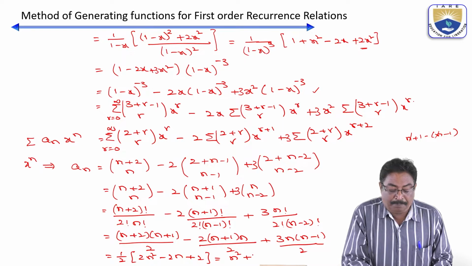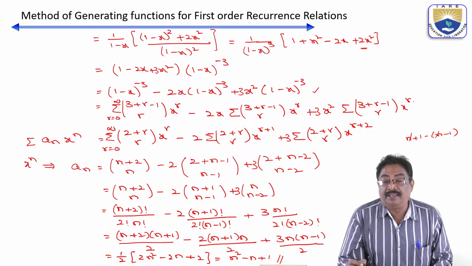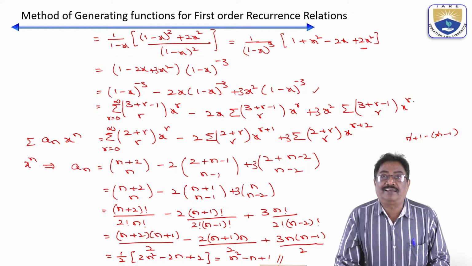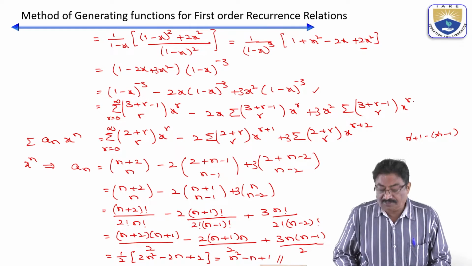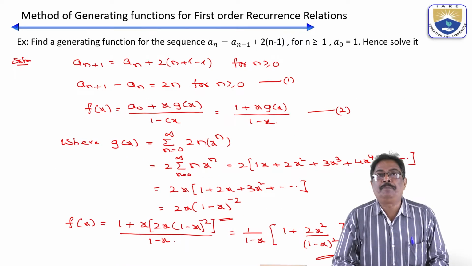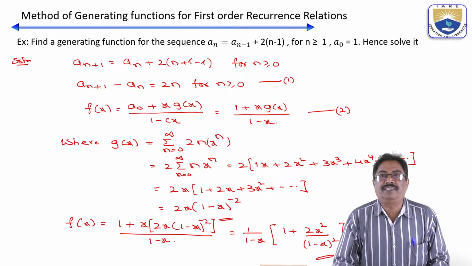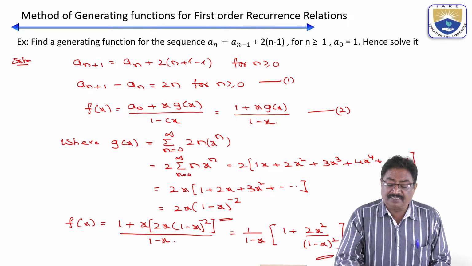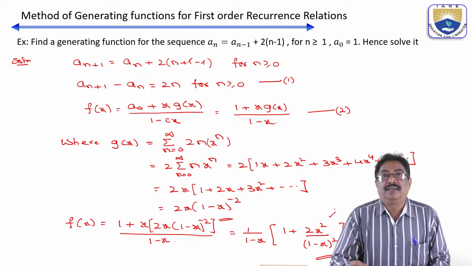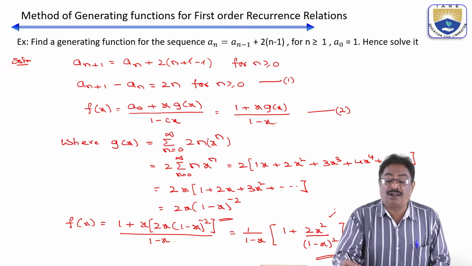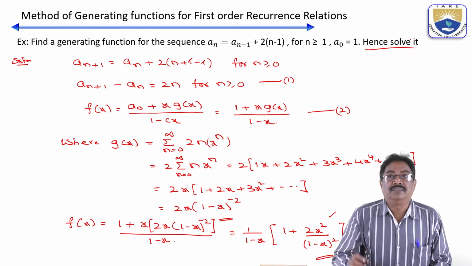So n square minus n square, this is a minus n, and then it is a plus 1, which is the solution for the recurrence relation in generating function. So here, first of all, we are going to write what is the generating function for the given sequence. So this is the generating function we are going to get, and we have to solve it.